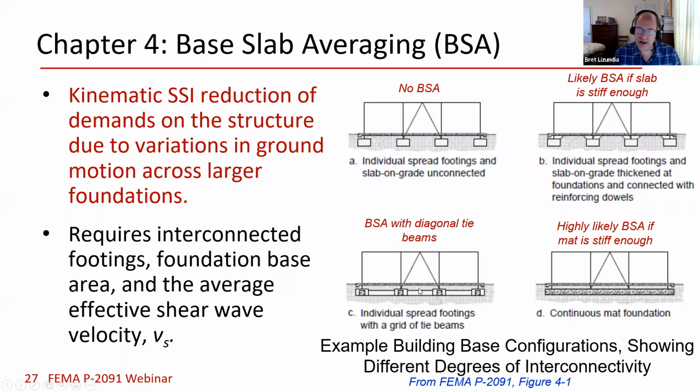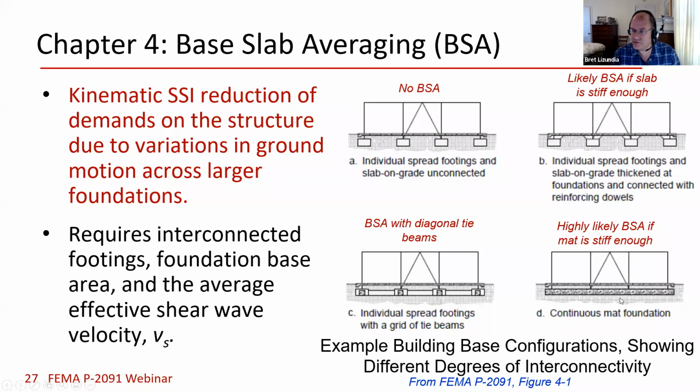If you have spread footings that are interlinked, you could argue they need to, but you don't have the slab tying everything together. The orthogonal grid is not considered enough. You'd need some diagonal beams to make it more of a horizontal brace. That would be pretty unusual to actually be built that way.